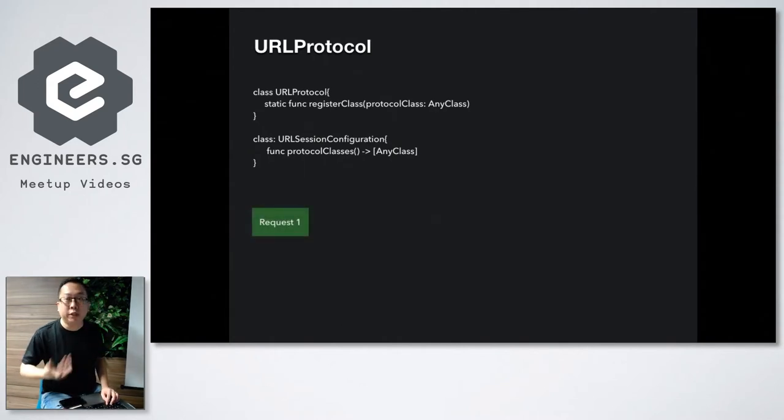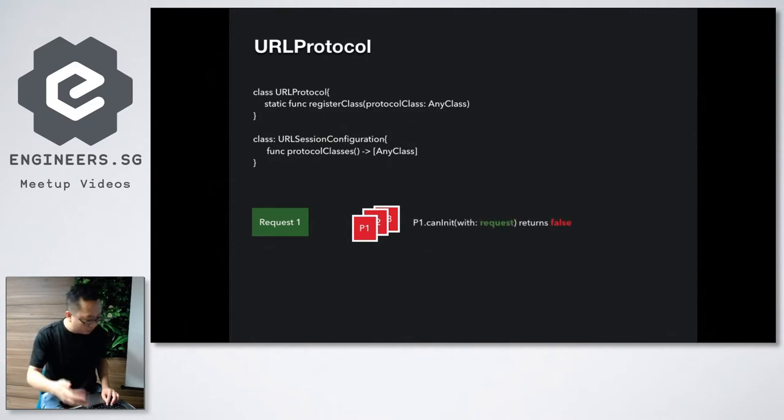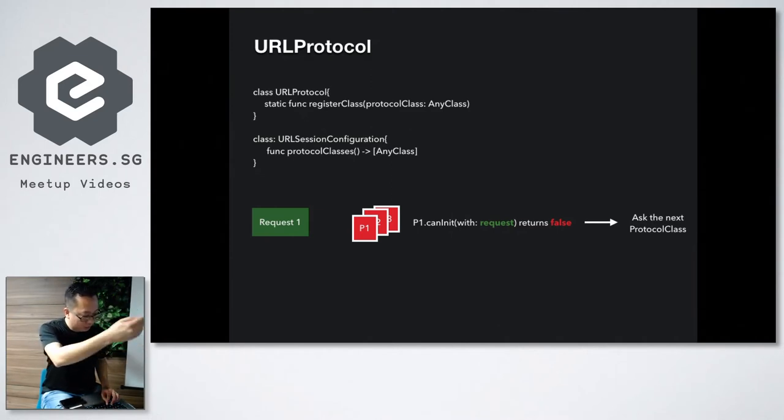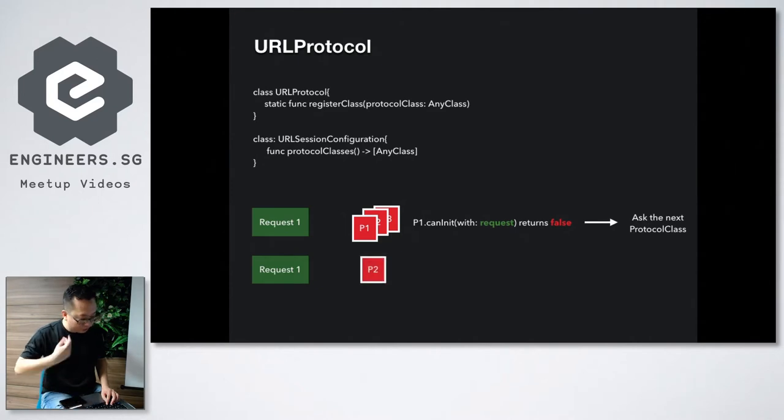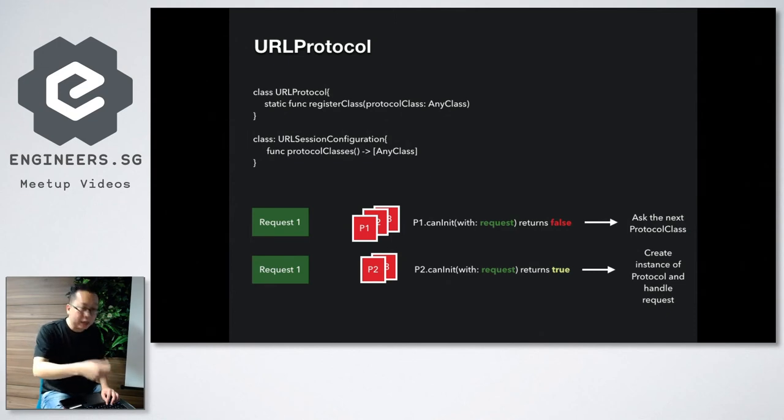So under the hood, how does the system work? Whenever the app receives a request, it will get the current session's configuration and call the method protocolClasses. And this will return an array of protocol classes. So the system asks, hey, P1, do you know how to handle this request? And if P1 says no, then the system will actually go and ask the next protocol class and continue until it finds one that understands how to process the request. So now the system asks, hey, P2, do you know how to handle this request? And P2 said, hey, yeah, I know how to do it. Great. So now the system will create an instance of the protocol class and use it to handle the request.